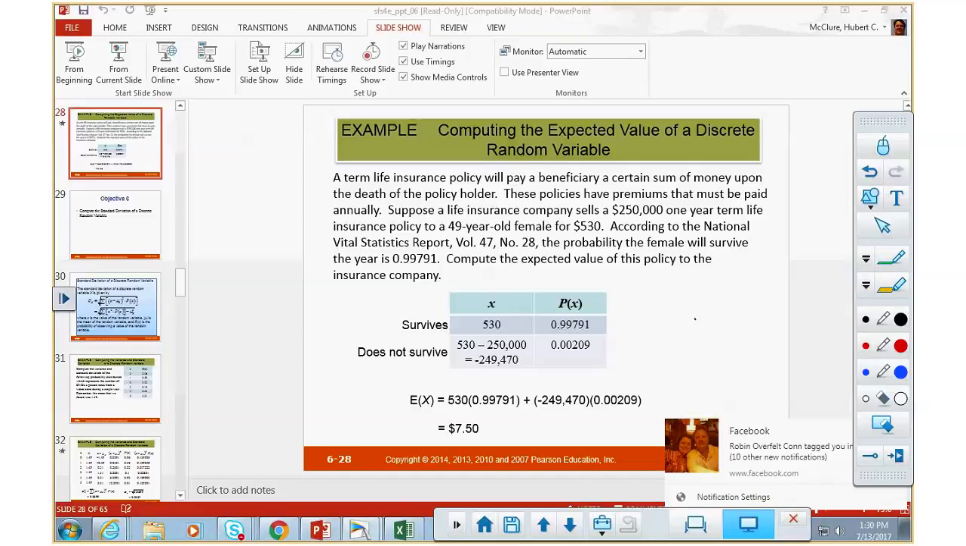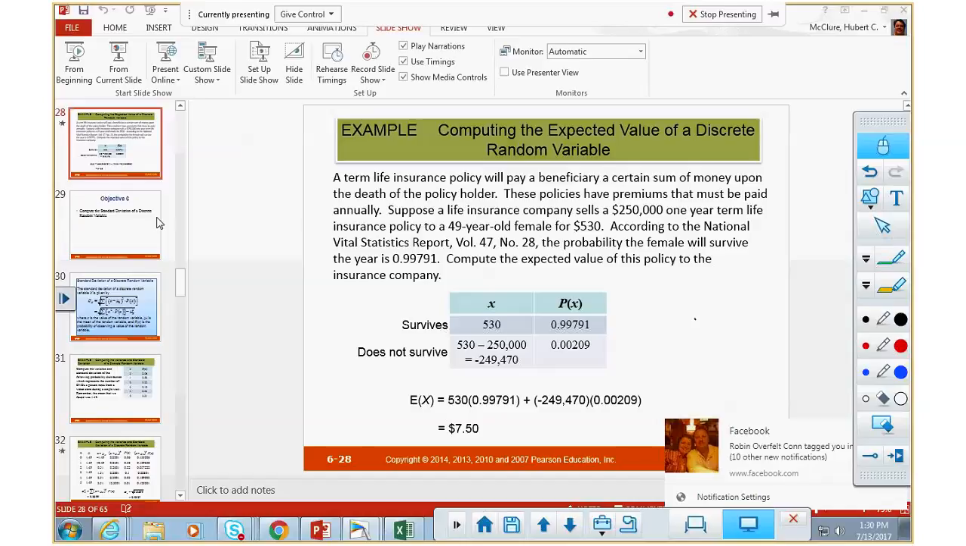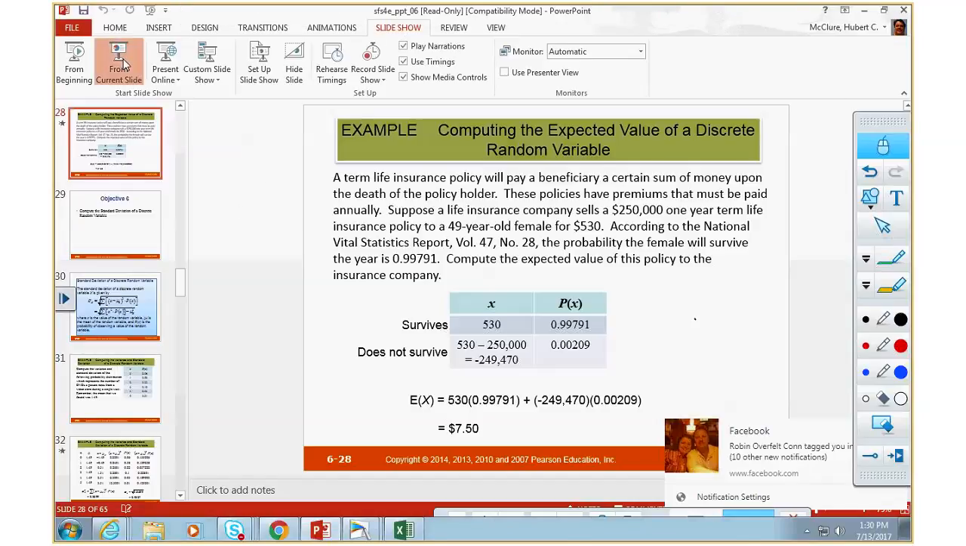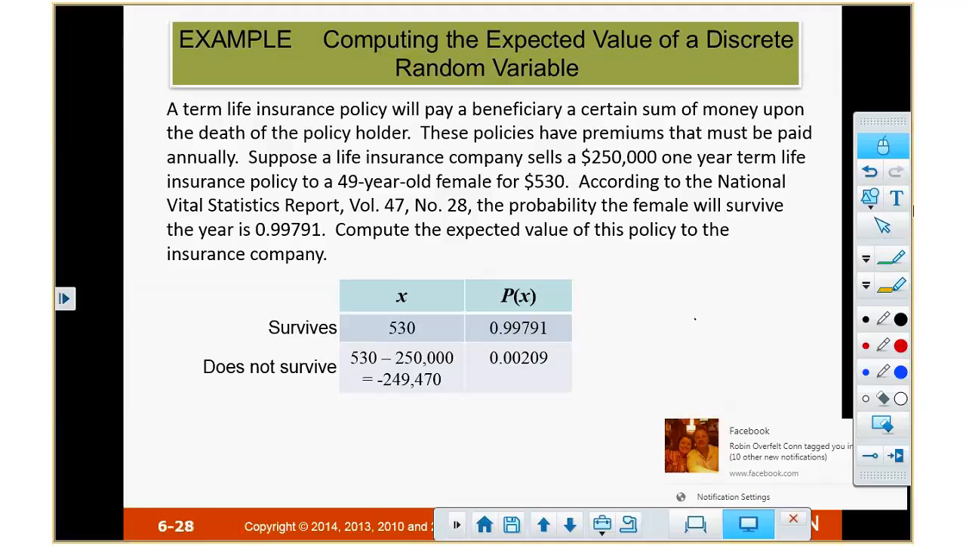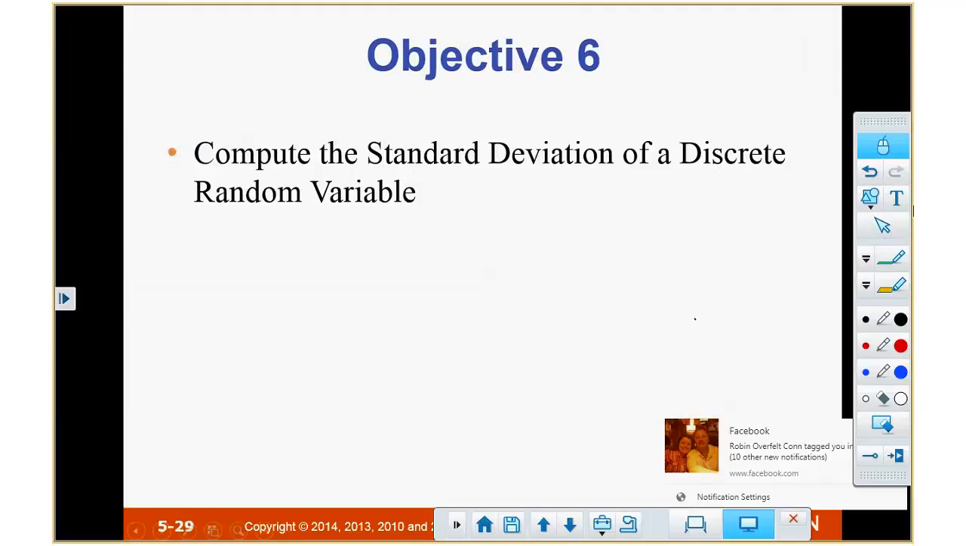Okay, why can't I? Oh, I'm not on slideshow, sorry. Compute the standard deviation. Okay, y'all ready for the formula? It's even more intimidating. Y'all should run around in circles for about 10 seconds and then run out the door when y'all see it. Y'all ready?